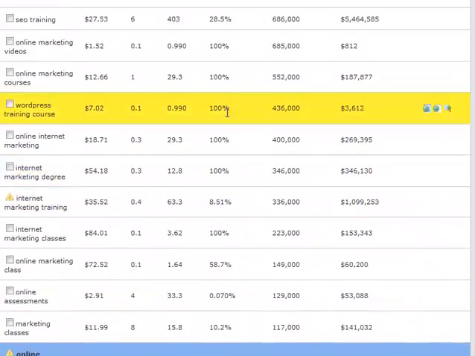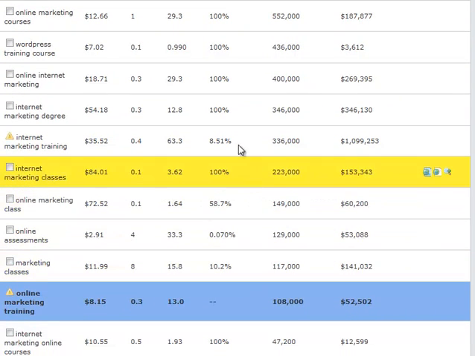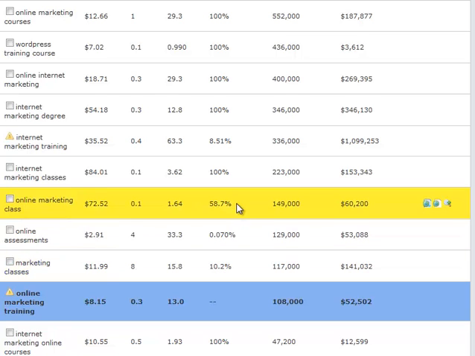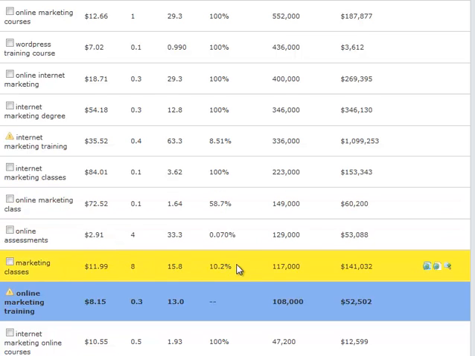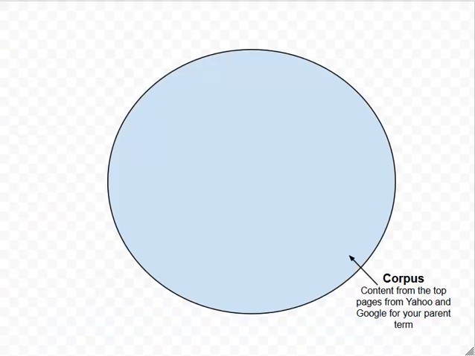I mean, it can be the norm on the front screen, but oftentimes you've got things that are 10%, 50%, 8%, even smaller. Online marketing training isn't going to have a co-occurrence because it's going to be 100% co-occurrent with itself, right? So I just want to take, for example, two additional keywords we've got here: marketing classes at 10%, and online marketing class, similar words but different, at almost 60%. Okay, so let's take a look at it from a visual perspective for a moment with graphics, because I think everybody thinks better that way.